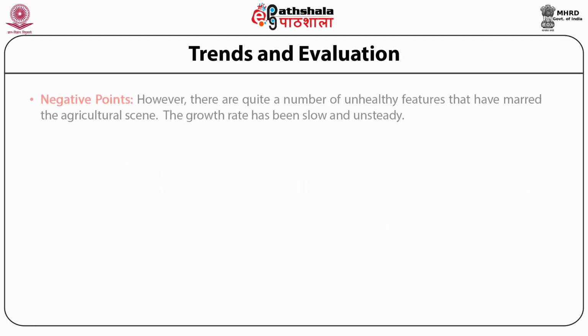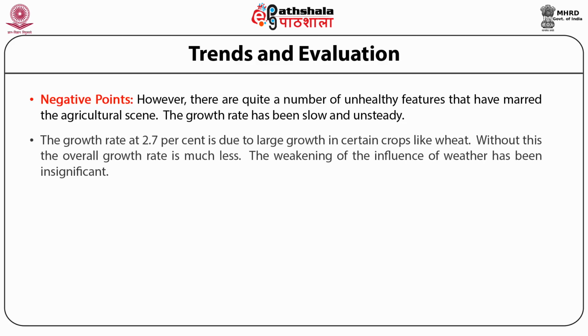Now coming to the negative points. There are quite a number of unhealthy features that have marred the agriculture scene. The growth rate has been slow and unsteady. The growth rate at 2.7% is primarily due to certain crops like wheat and paddy. Without this, the overall growth rate is much lesser.